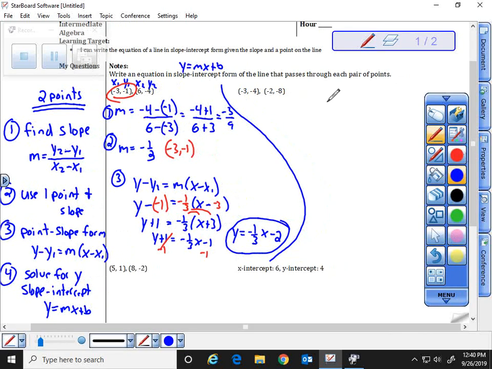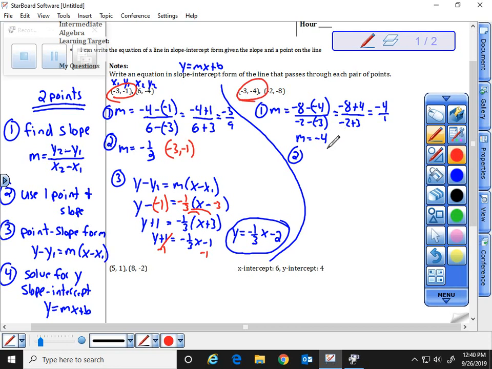Next one here, let's figure out the slope. So negative 8 minus a negative 4 on top, and then negative 2 minus a negative 3 on the bottom. So negative 8 plus 4 and negative 2 plus 3 gives me negative 4 on top over 1. So the slope is negative 4. Step 2, using the slope of negative 4 and one of the points, I say just choose the first one. Negative 3, negative 4.